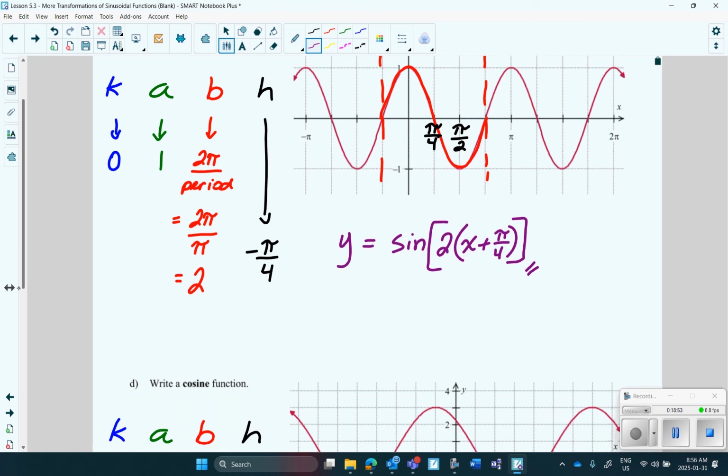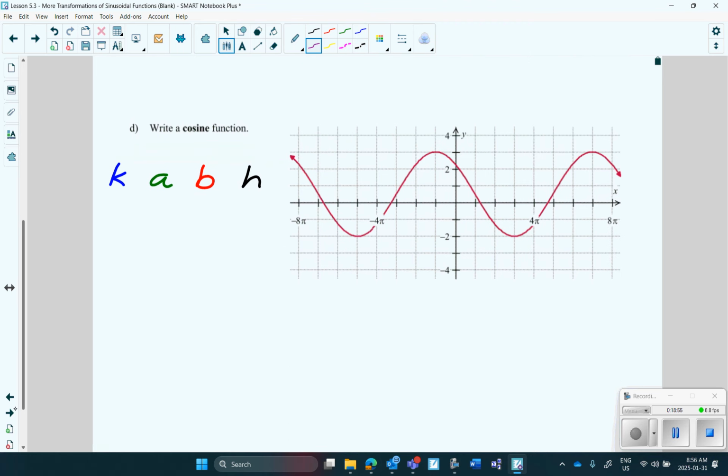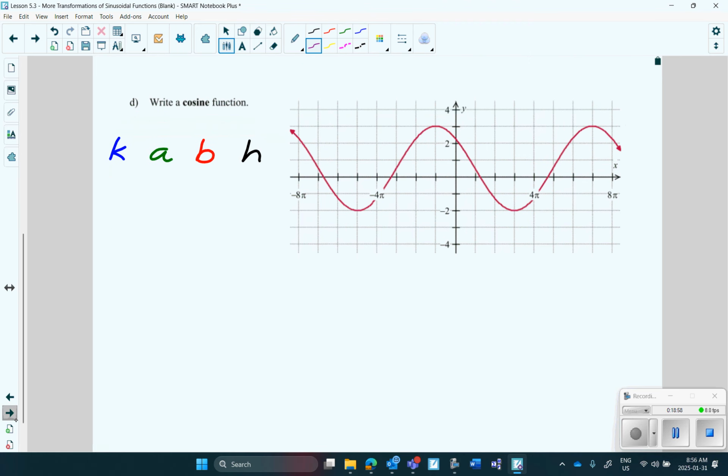Okay, this one. This one let's get together because it's a little tricky to find the midline. Now, if you're good visually, it actually cuts it there at a half. If you have trouble seeing that, there's another way to find k.